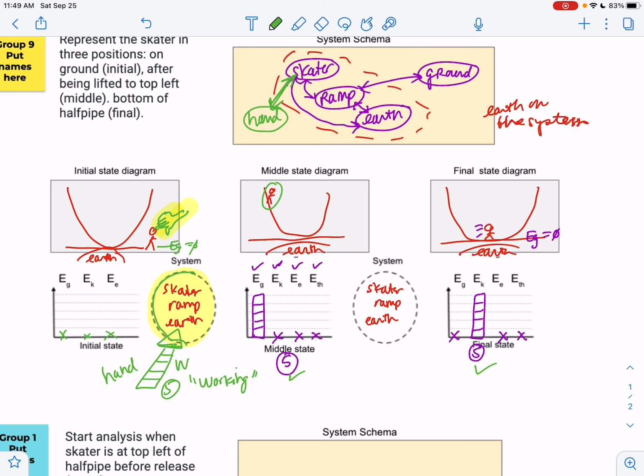All right, so that's how you could get the initial energy in the first place. It has to still come from somewhere, okay? In this case, we say that the hand did work on the system to give it energy. Okay? All right, so that was the first example.